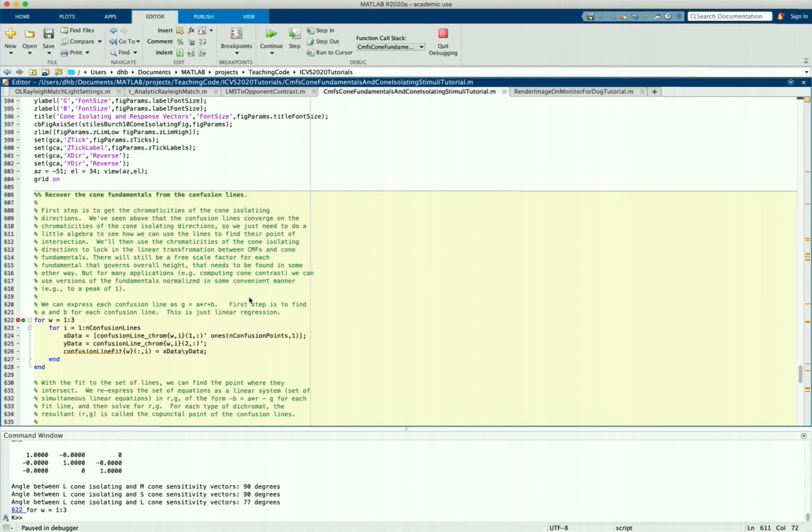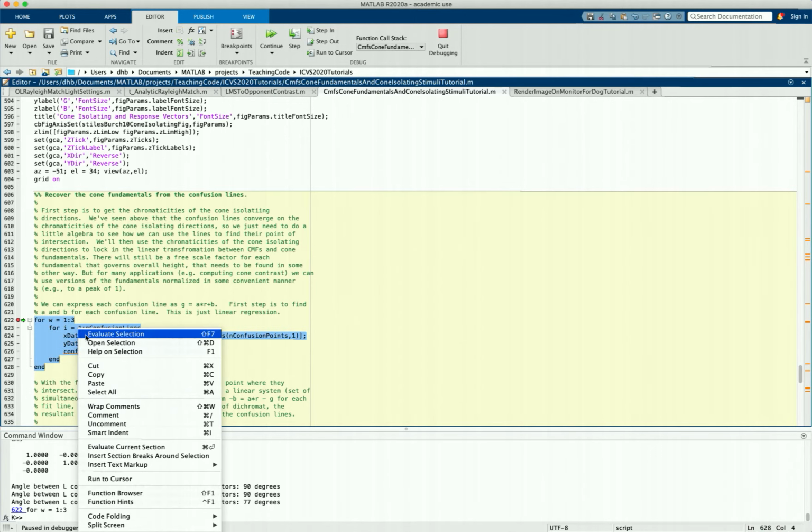We just do that by simple linear regression, fitting the R and the G coordinates of the confusion lines, treating those as x, y in a plane, and finding the equation, in this case, G equals A times R plus B, the standard equation for a line. That's done by the / command in Matlab after you put the R values in one column of a matrix and ones in the other, so that you'll handle the constant, and make the target the G values, the second coordinate of the confusion lines. We'll do this for all the confusion lines we have, and that will give us these fits.